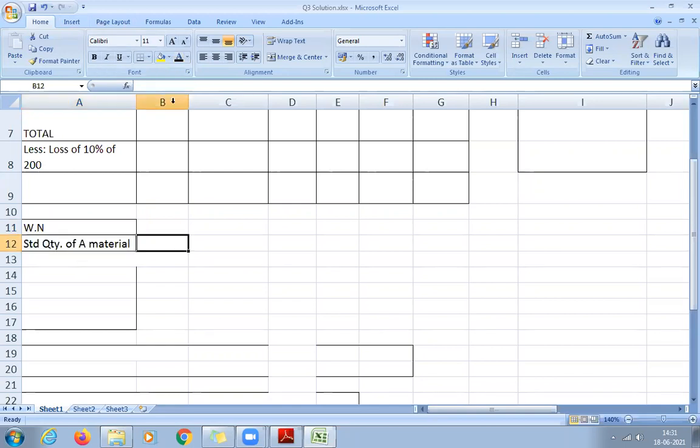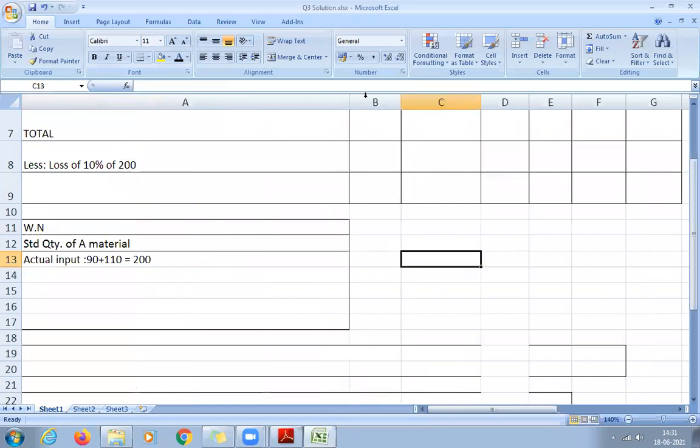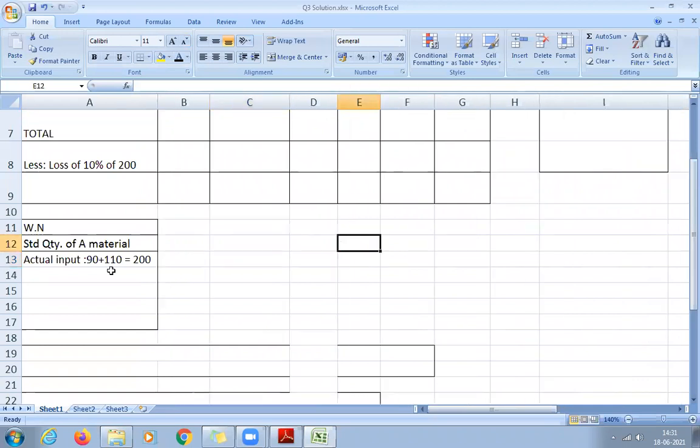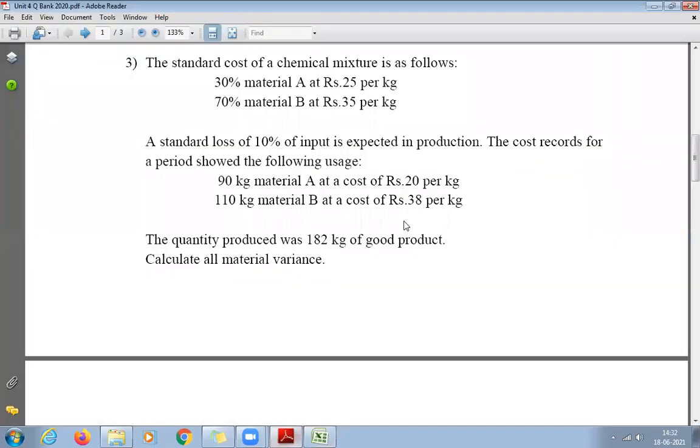So standard quantity for A we need to calculate. So we know that the actual quantity, that is 90 plus 110, is equal to 200. Now based on this we can calculate for A. So how much will you get? 60, sir. 60. Yeah. And next, B will be 70% of 200. 140. Okay. So now I got standard quantity.